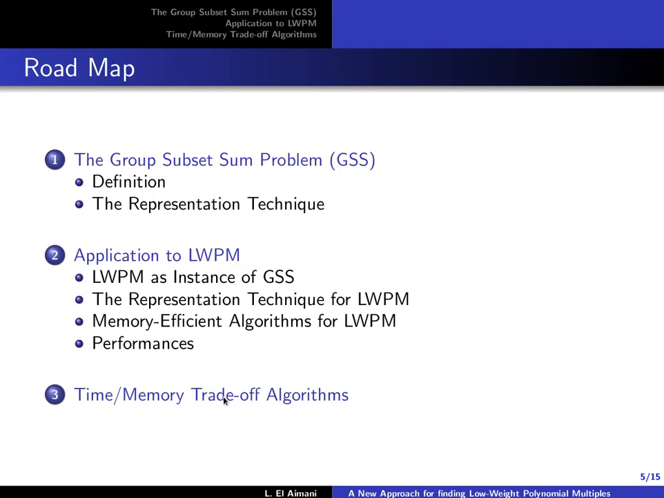The rest of the talk is organized as follows. We first present the group subset sum problem along with the representation technique. Then we present our approach to solve the low-weight polynomial multiple problem using the recent advances in the group subset sum, more precisely the representation technique. And finally, we present our time-memory trade-off algorithms.